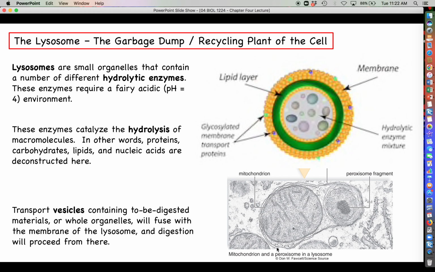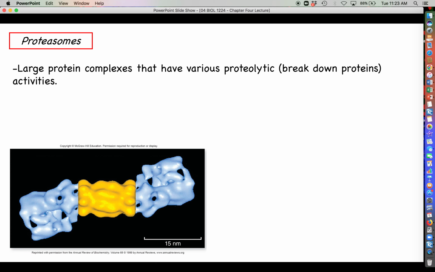In this electron micrograph, you can actually see a whole mitochondrion that has been engulfed by a lysosome. The idea here is that this mitochondrion and maybe this peroxisome are old and maybe no longer functioning the way that they should, so they become engulfed by a lysosome so that the lysosome can destroy them and recycle the individual materials to make new mitochondria or to make new peroxisomes.